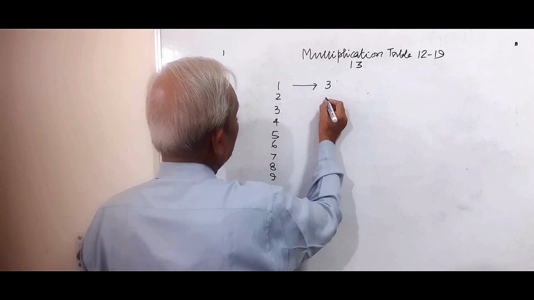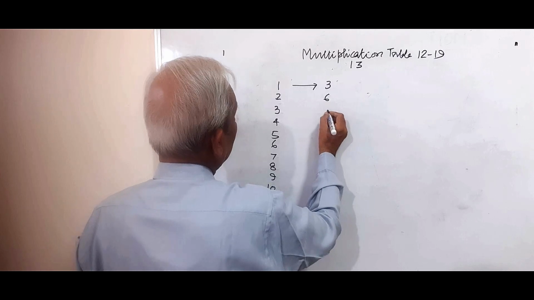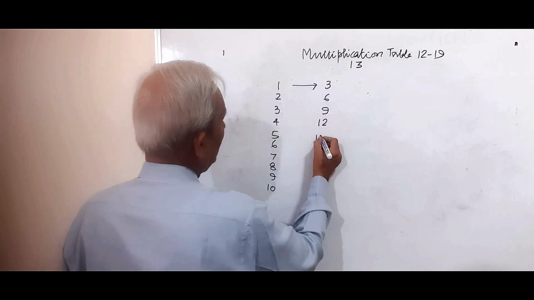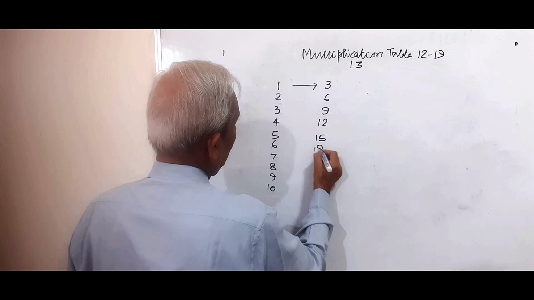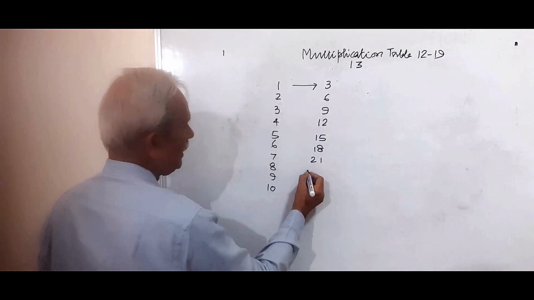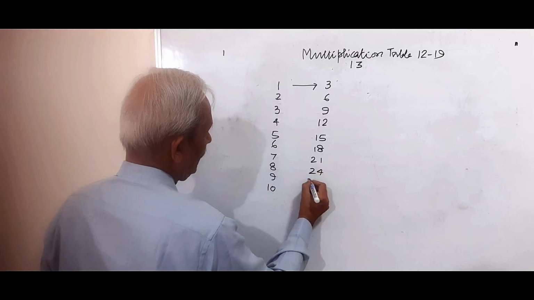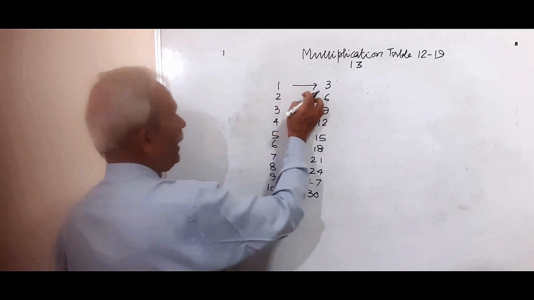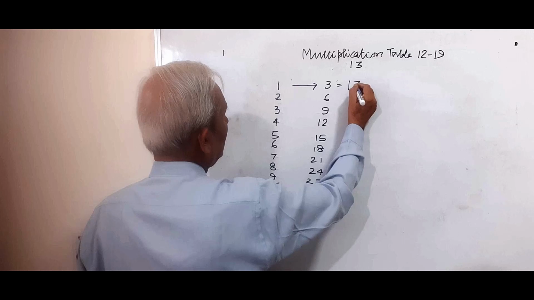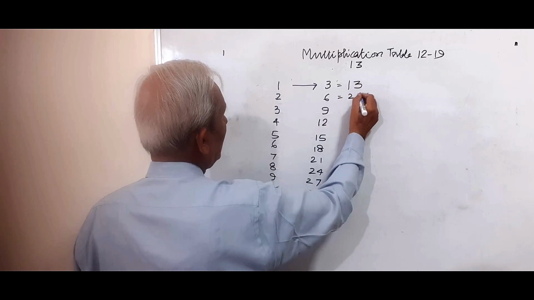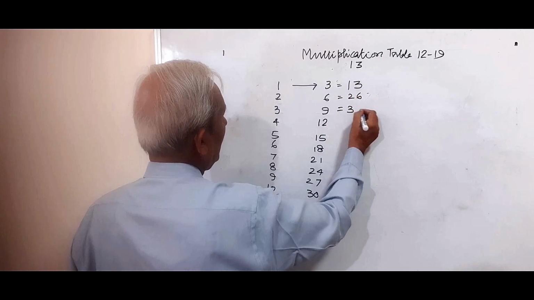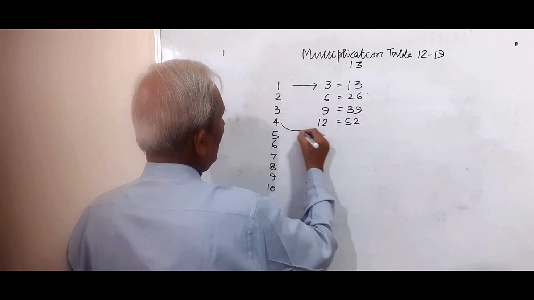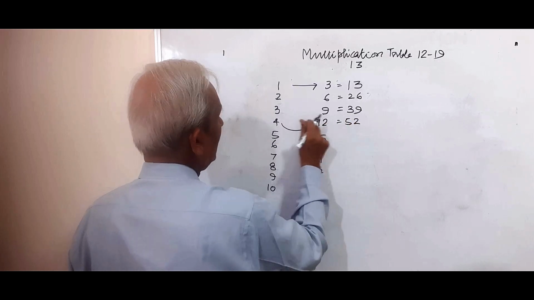3 twos are 6, 3 threes are 9, 3 fours are 12, 3 fives are 15, 3 sixes are 18, 3 sevens are 21, 3 eights are 24, 3 nines are 27, 3 tens are 30. Now put this number at the tens place. 13, 26, 39, 4 plus 1 is 5, 52, 4 plus 1 is 5, add, put it in the tens place.